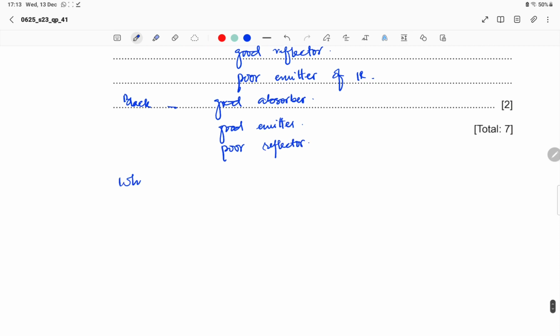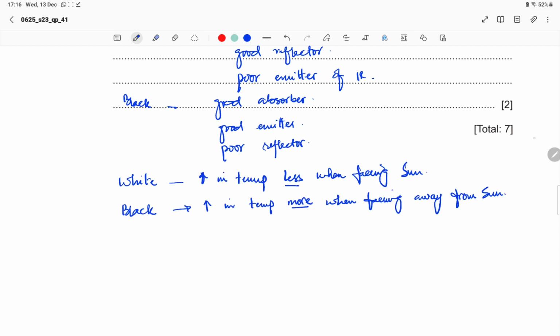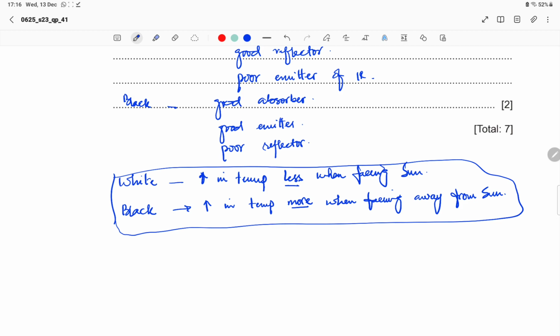So if you talk about the white portion, when there is an increase in the temperature, or you can say when there is a decrease in temperature, it's going to be facing sun, and when it's going to be the black portion, there will be decrease in the temperature, and it's going to face away from the sun. Let me write it down for you. So basically, what I have told you is this: when the increase in temperature is less, it is facing towards the sun, and when there is increase in temperature more, it's going to be facing away from the sun.